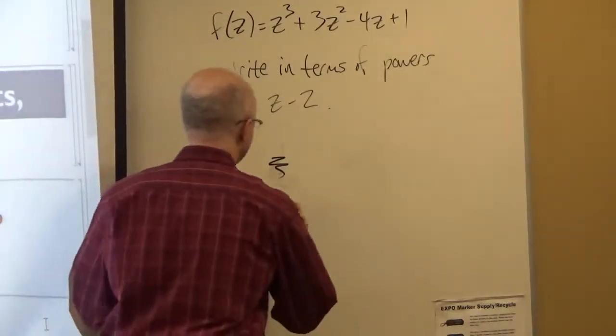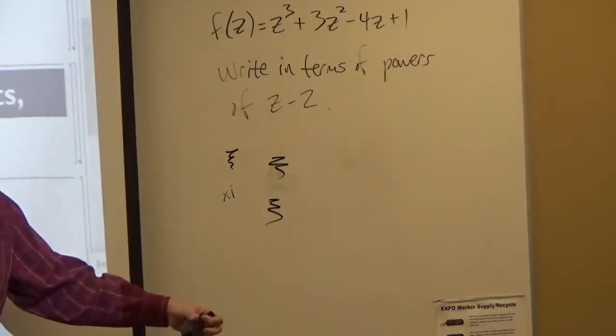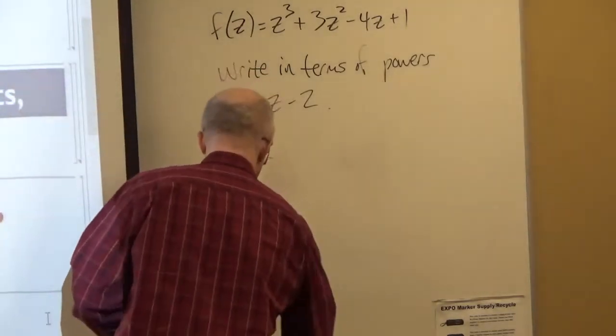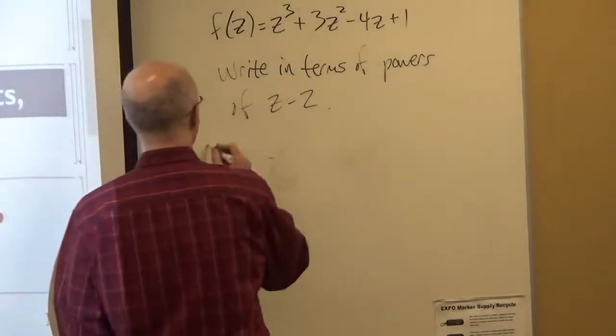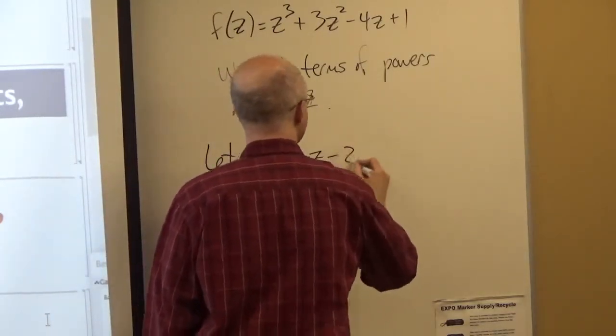A little bit better. Okay, so I'm going to use Xi. Some people just call it squiggle. Okay, that's going to be my variable name because it's fun to make. Let Xi equal z minus 2.